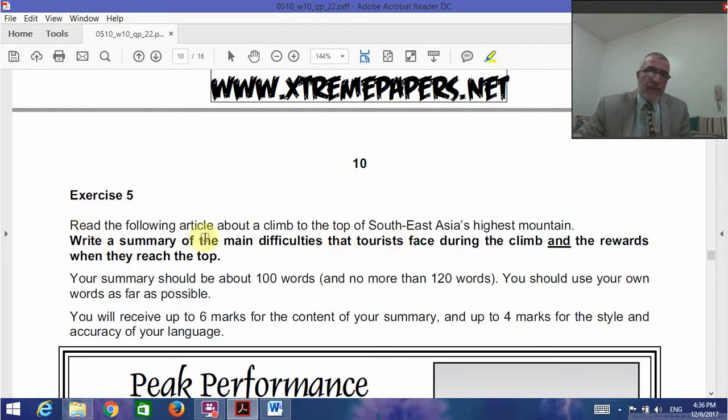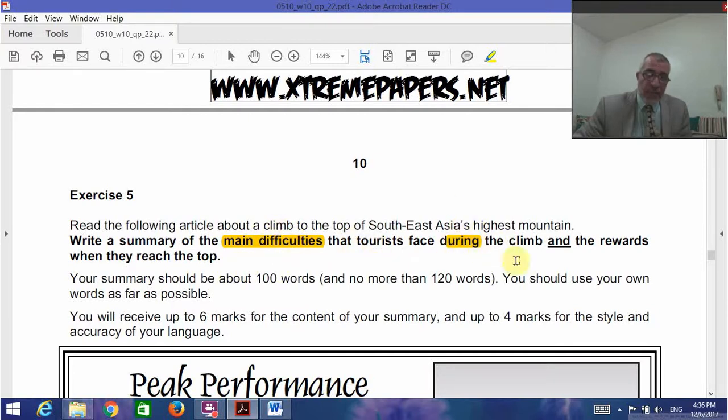So read the following article about a climb to the top of Southeast Asia's highest mountain. Of course you know it. And write a summary of the main difficulties. So remember, this is main difficulties. This is one important thing. And that the tourist faced during. So it's not before or after the climb. So this is very important to notice. The main difficulties, the main problems, the issues they have while they climb the mountain.